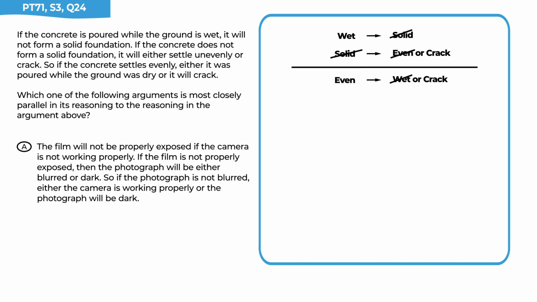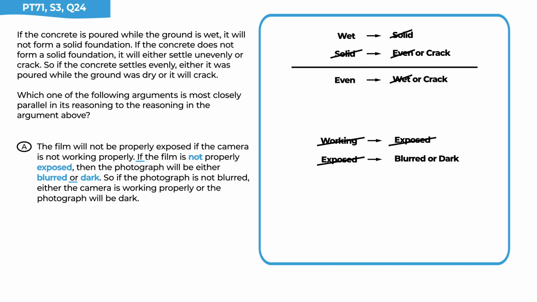When we look at A, if we glance at the conclusion prefaced by the word so, we do have a conditional with an either or in the outcome, so this one's worth reading. We have two conditional premises. Each time the word if is the trigger. It doesn't matter where the word if appears in the sentence, it's still a sufficient condition. So we will say, if not working, then not properly exposed. Our other premise is also a conditional, and it looks like it is correctly moving that chain along.